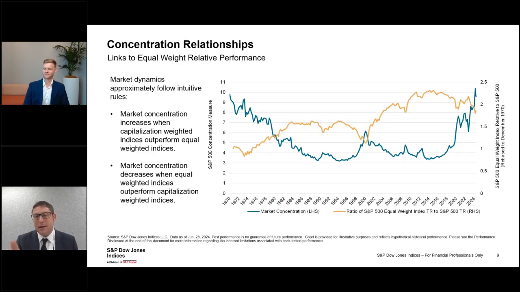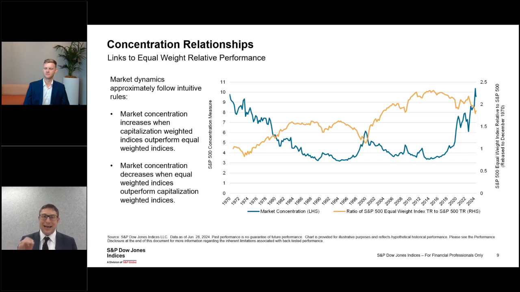The next slide shows you this relationship between equal weight relative performance and concentration. So the yellow line is the cumulative relative total return of the equal weight index versus the capitalization weighted index. Yellow line going up means equal weight outperforms. Yellow line going down means equal weight was underperforming. And visually, you can really clearly see the correspondence between the two series.